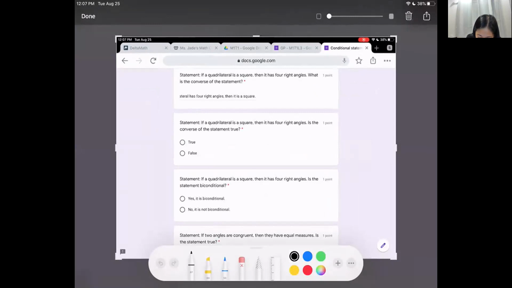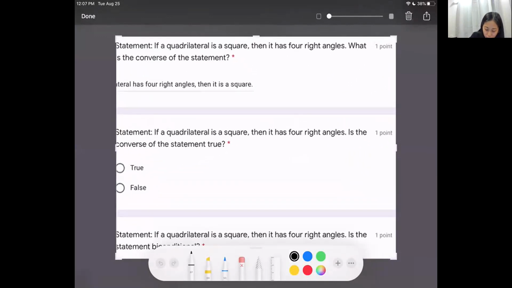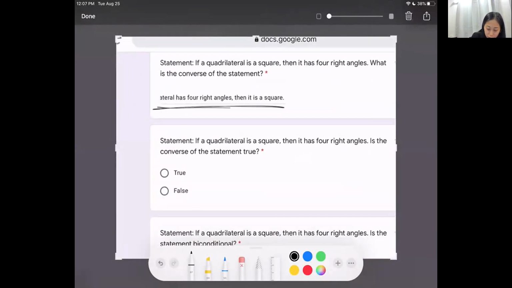Yeah, it is false. So let me draw you a quadrilateral that has four right angles but is not a square. So here's our converse statement. I'm just going to draw a picture of a quadrilateral with four right angles that is not a square. So we have, here's a right angle, second right angle, third right angle, four right angles. This is a quadrilateral. It has four right angles, but it is not a square. That is not a square. Okay, so our converse is not true.